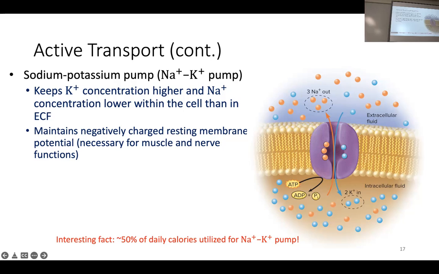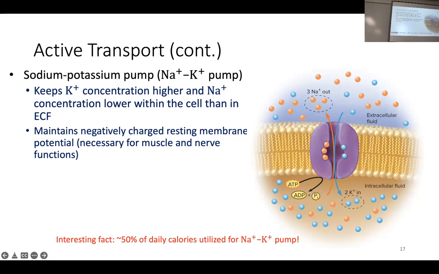The idea is to maintain a negative charge inside our body cells. So here you can see 3 sodium. Sodium and potassium are both positively charged ions to start with. You kick 3 positive sodiums out, and you only allow 2 potassiums in, so 2 positives come in. That's going to bring the charge inside the cell down, down, down with each cycle of this happening.